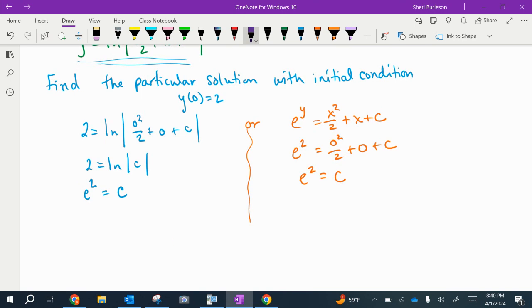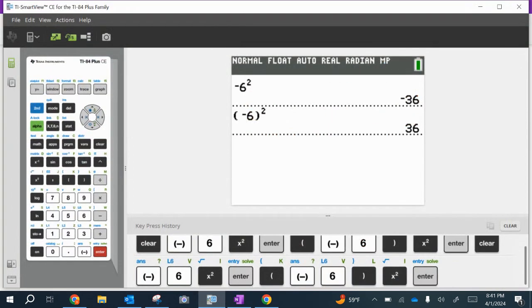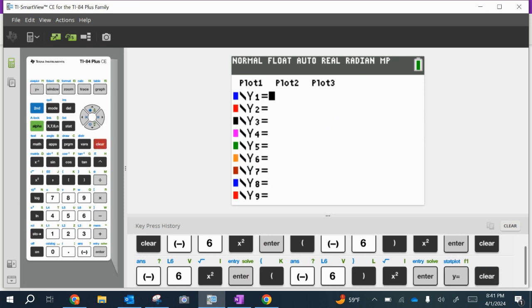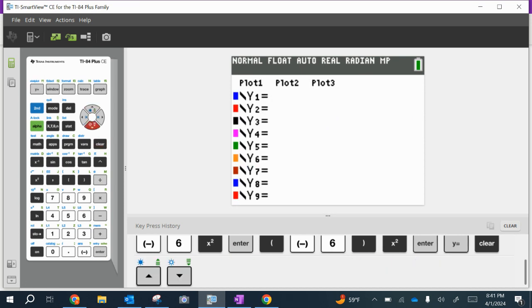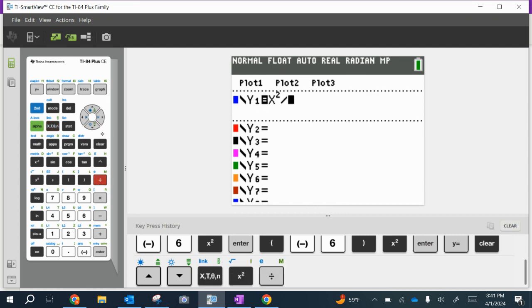So my particular solution is that y equals the natural log of the absolute value of x squared over 2 plus x plus e squared. Now, is x squared over 2 plus x plus e squared always going to be positive? I can check.